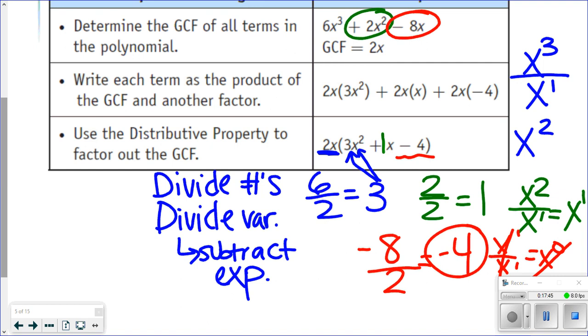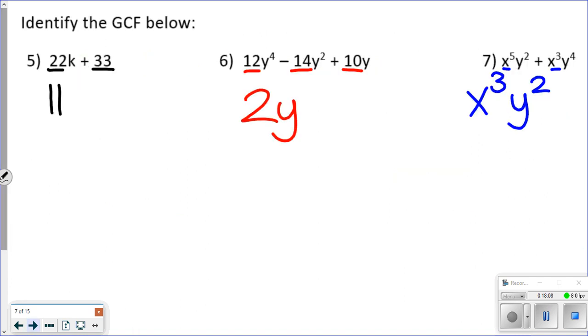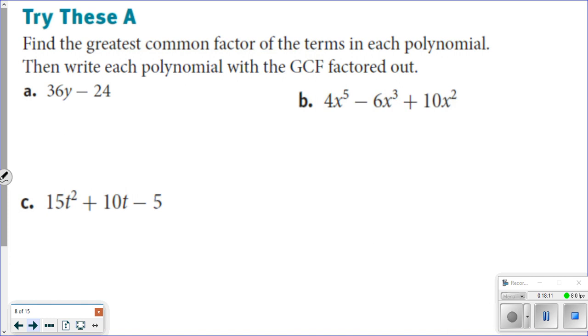Now, how could we check our work to see if we did this right? We could take this and distribute the 2x back through, and if we did it correctly, we would get this exact answer that we started with: 6x cubed plus 2x squared minus 8x. Don't worry, this is going to get a little bit easier the more we go through problems and examples. Okay, so try these A in your book on page 386. I'm going to help you through these.